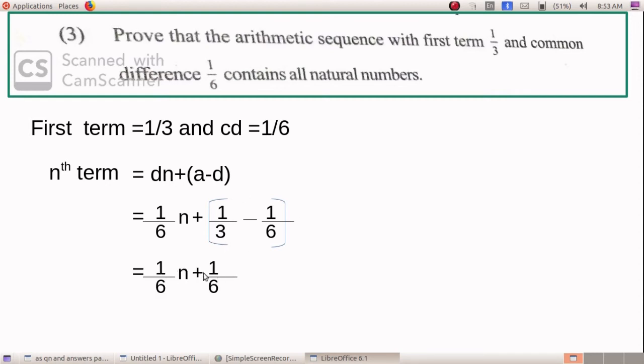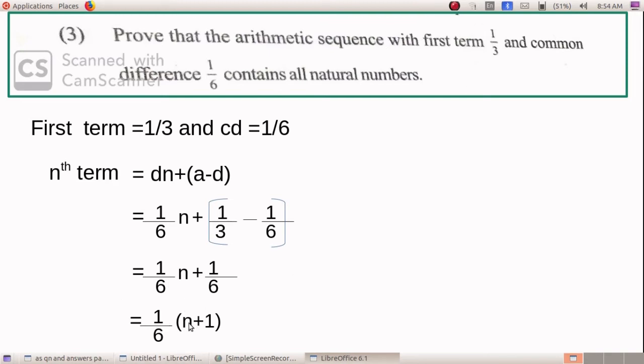Now both of these have a common factor 1 by 6. When that is taken out, from the first term n is left, and from the second term 1 is left. Therefore it will be 1 by 6 into n plus 1. This is the algebraic expression that gives all terms of this arithmetic sequence.